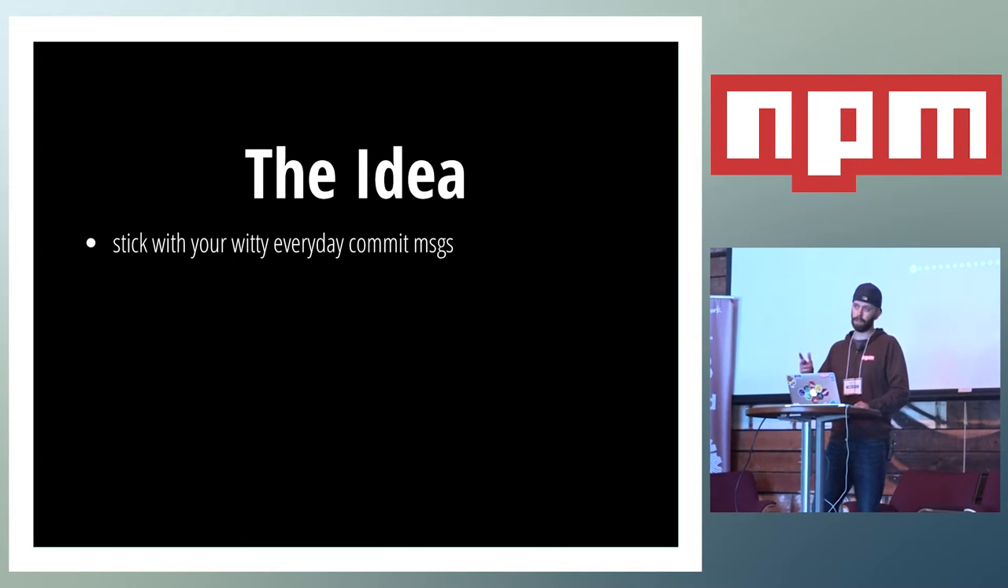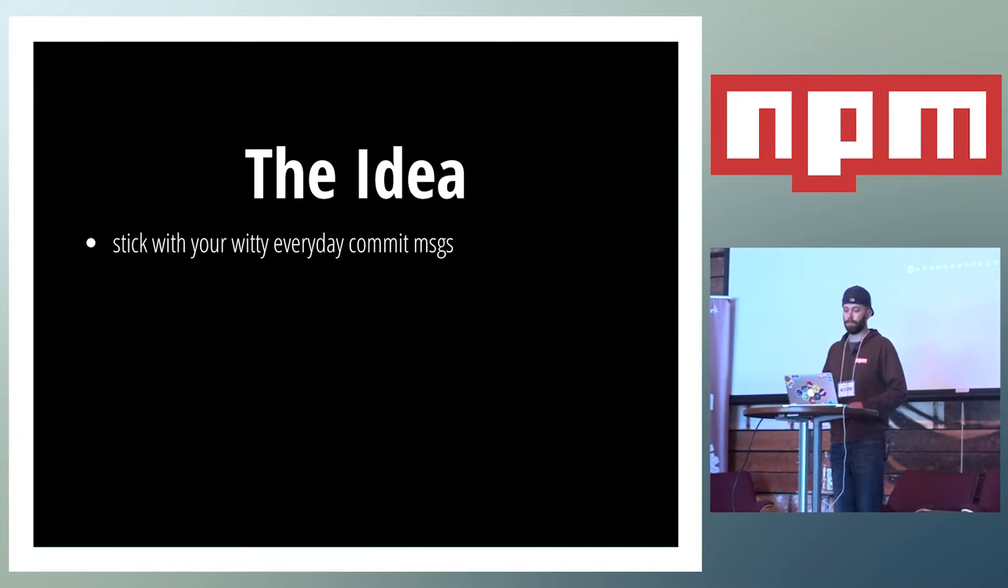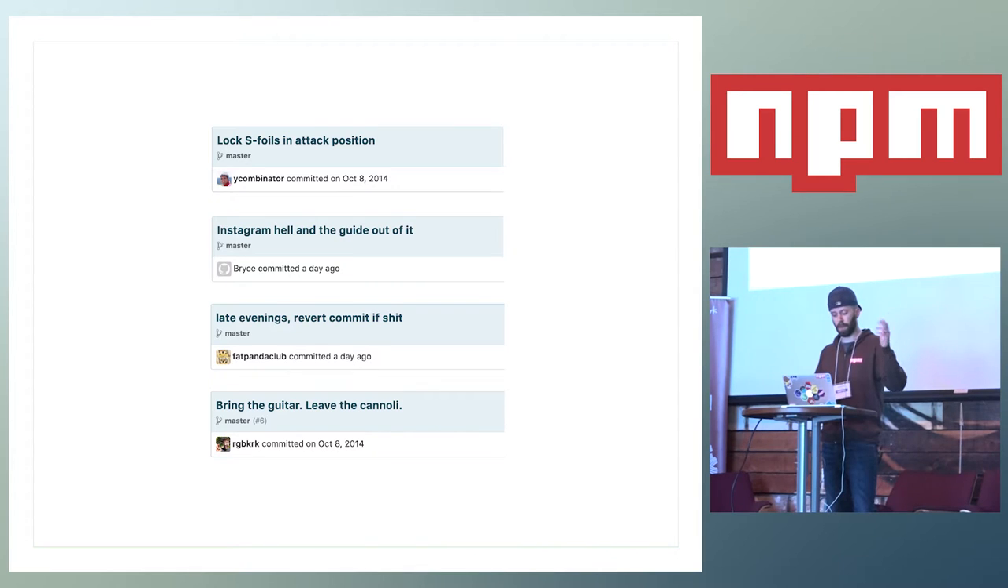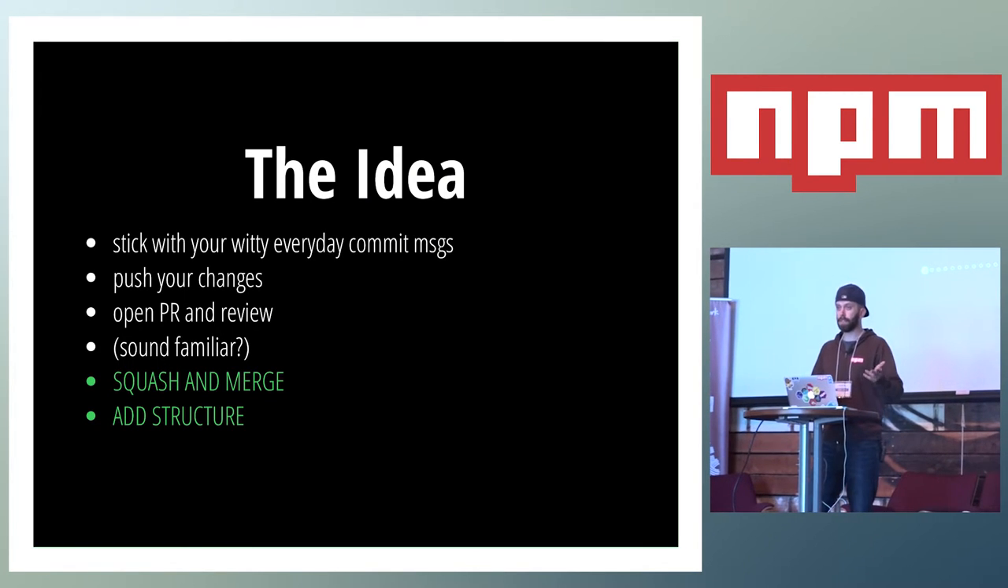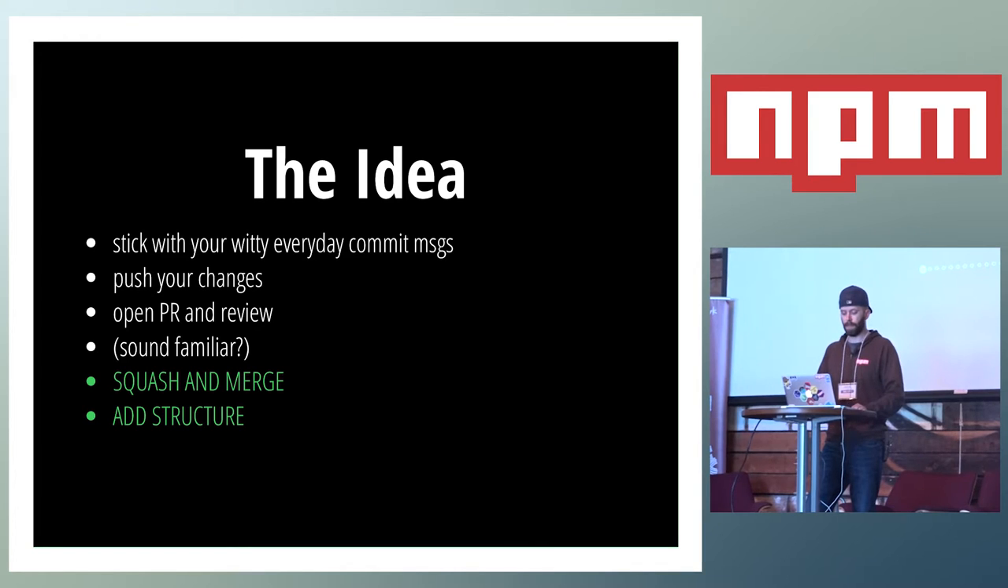So here's the idea behind that. The normal workflow is you can still stick with your witty everyday commit messages. Here are a couple examples: Lock S-foils in attack position. Late evenings, revert commit if, yeah. So you still get your same witty commit messages. You push your changes up to GitHub or what have you. You open your PR, you do a review.